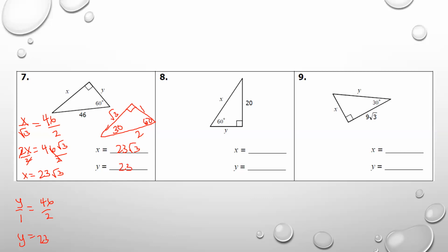All right, one more example with me. 60 will go down here, just like in the original. I'm redrawing that basic 30, 60, 90. So across from the 30 is a 1, across from the 60 is a root 3, across from the 90 is a 2. X corresponds to 2. 20 corresponds to root 3. We could cross multiply here. Or if I just multiply both sides by 2, that'll get x by itself. 20 times 2 is 40.